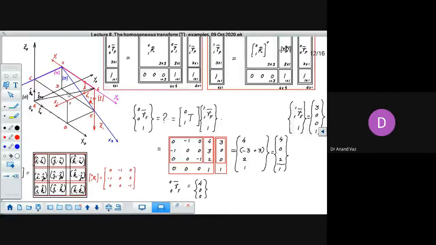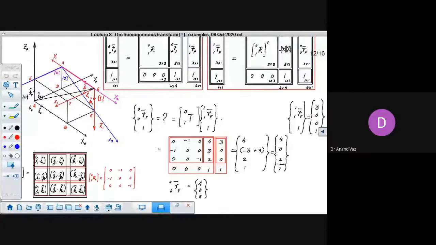And when you see this point F from frame 1, that's the red frame, you could see that the coordinates were 3, 0, 0. And when you took the product of this, you got 4, 0, 2, and 1 was of course here. And you could see that you are able to get the relationship of a position vector in different frames. You can determine the position vector of a point as observed in different frames. You can relate them using this transform.